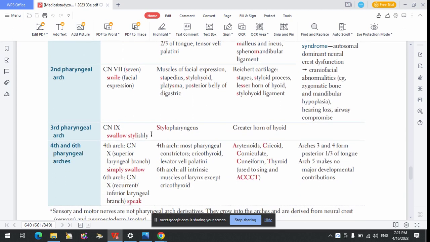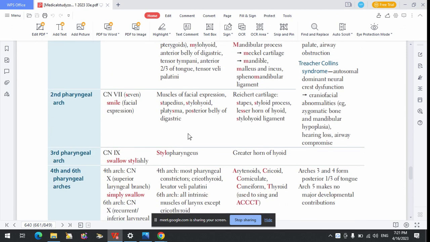So let's go down. The third one is very easy. The third pharyngeal arch is supplied by the glossopharyngeal nerve. Very easy. And it supplies only one muscle, which is used for swallowing: the stylopharyngeus muscle. And what's the bony component of the third pharyngeal arch? The greater horn of hyoid. The lesser horn of hyoid is coming from the second. The greater horn is coming from the third.